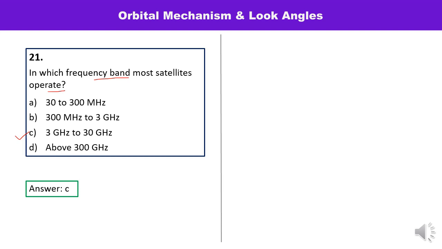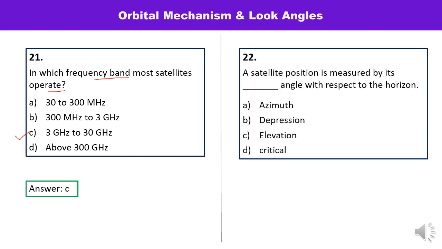Next question is, a satellite position is measured by which particular angle with respect to the horizon? What is that angle? So that particular angle is known as the elevation angle. Means satellite position is always measured by its elevation angle from the Earth's horizon. So option C is the correct one.